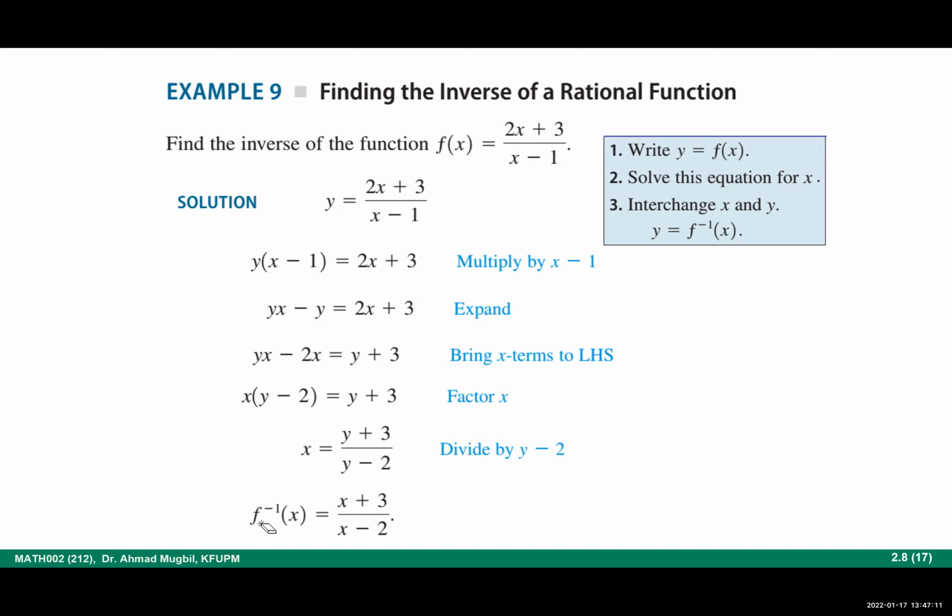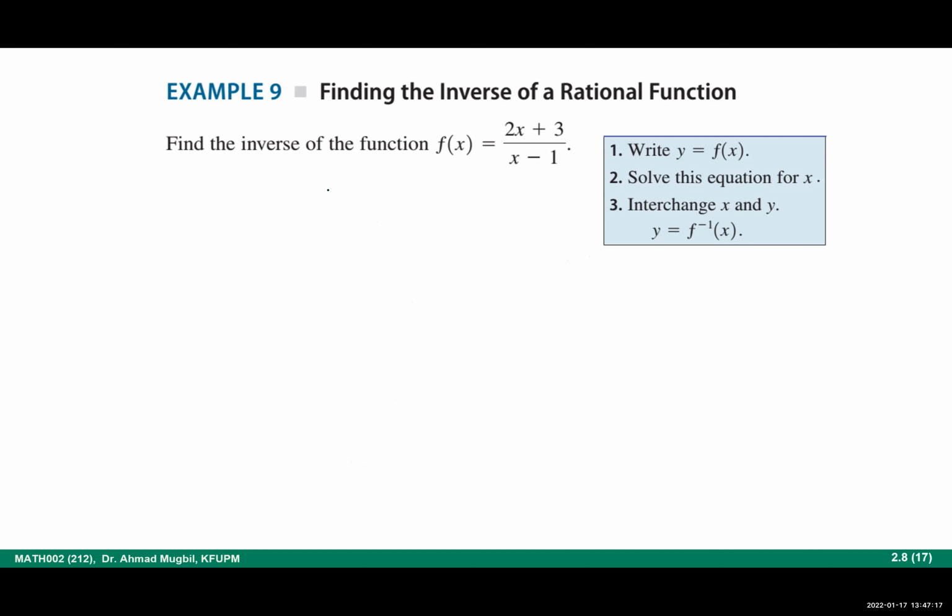Now, what is the domain of the function? You can decide from the beginning. What is the domain of the function? All the real numbers except 1. So here we have X does not equal 1. What about the range? And the range is all the real numbers except? Yes, you are right.